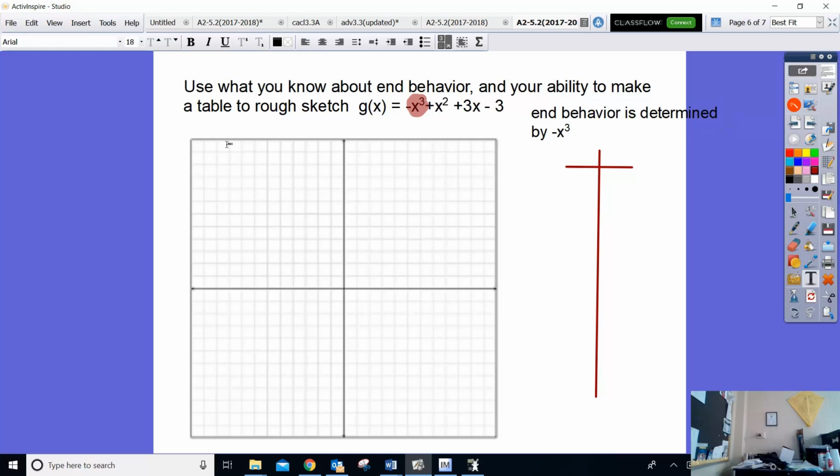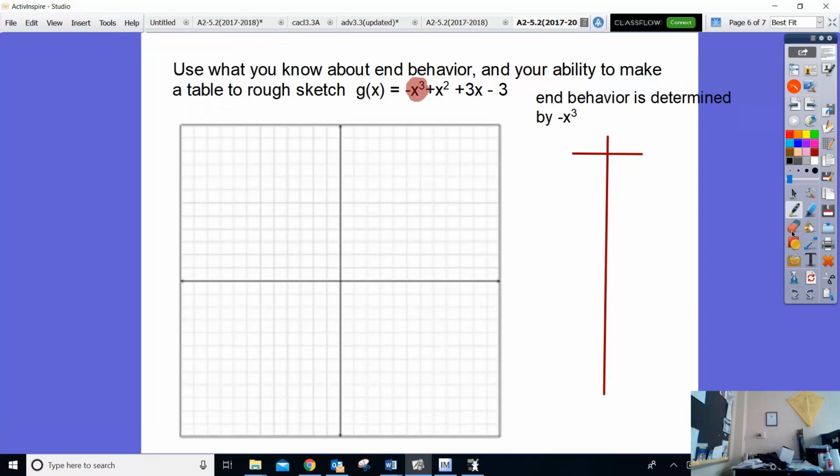But I know this. I know that no matter what happens in the middle, this graph is going to shoot up to positive infinity there. At some point in time on the right, shoot down to negative infinity. It's the stuff in the middle that I care about. I already know what the ends look like. I just need to figure out what the middle looks like. So you do this by making table fits. That's really all you do.